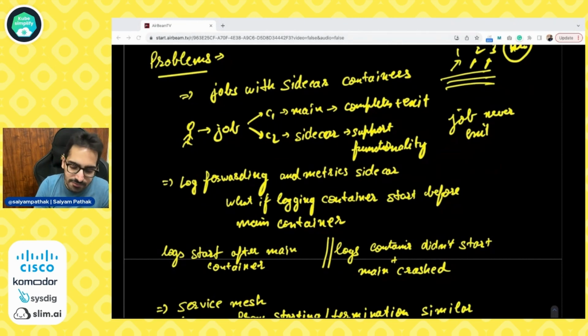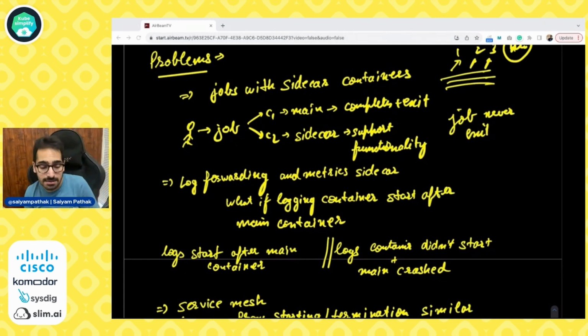But what if C1 starts first and C2 starts later? Like your log collector or metrics collector is not even ready, and it's a very short-lived pod, and your main container just starts and fails, and you are not even able to capture those particular metrics. So what if the logging container starts after the main container?